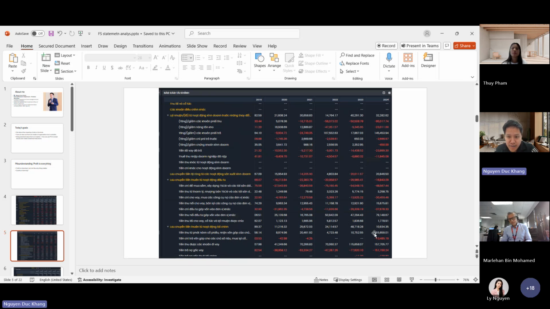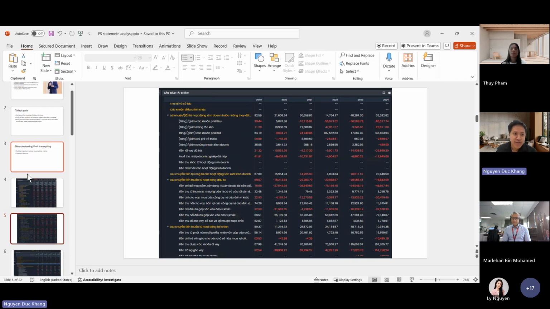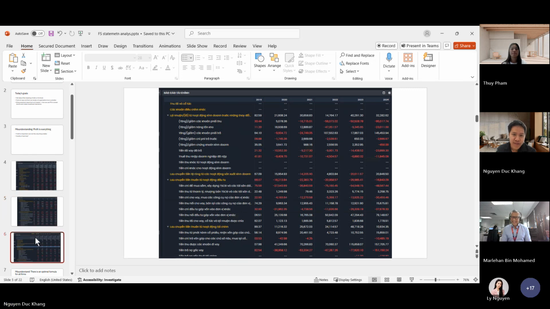CFI means cash flow for investing, and they have to realize on the CFF. You can see each year, Vingroup had to raise at least from 10,000 to 48,000 billion each year. So it's a huge amount of money that needs to be pumped into the business to survive. So that's why I said profits are not everything we should love.